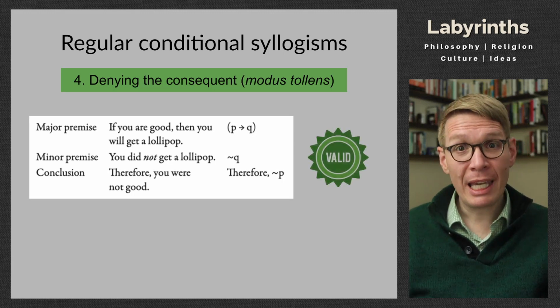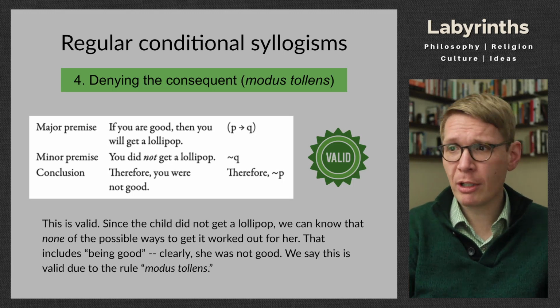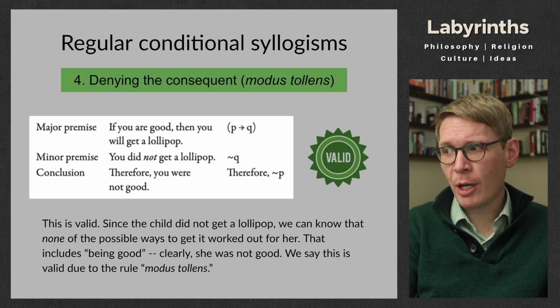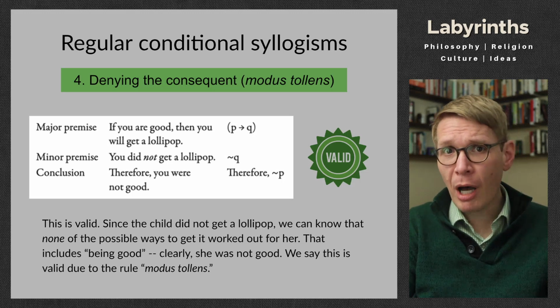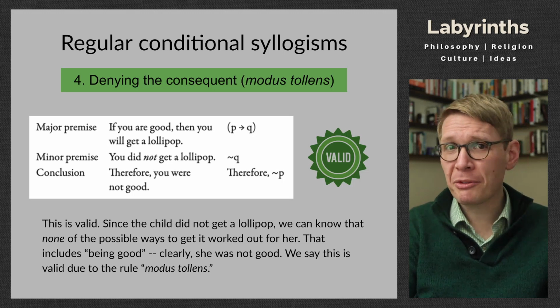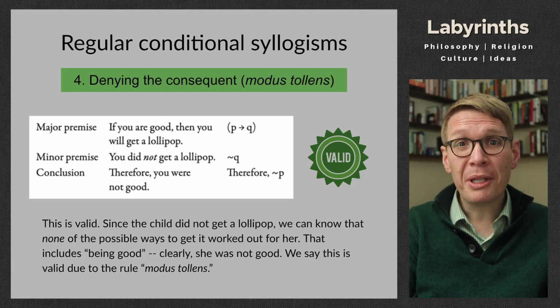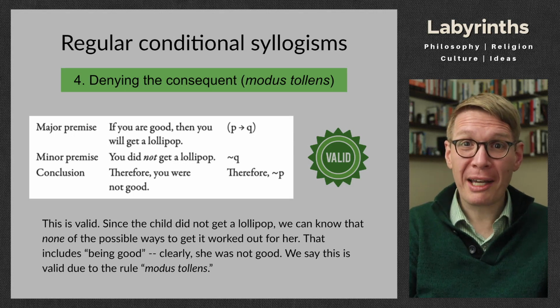And in fact, yes, this does follow. Let's take a look at the description here and talk around it a bit. This is valid. Since the child did not get a lollipop, we can know that none of the possible ways to get it worked out for her. No aunt, she didn't find it, not a sympathetic parent or something like this, right? And this includes being good, right? So the fact she doesn't have it clearly means she was not good, right?